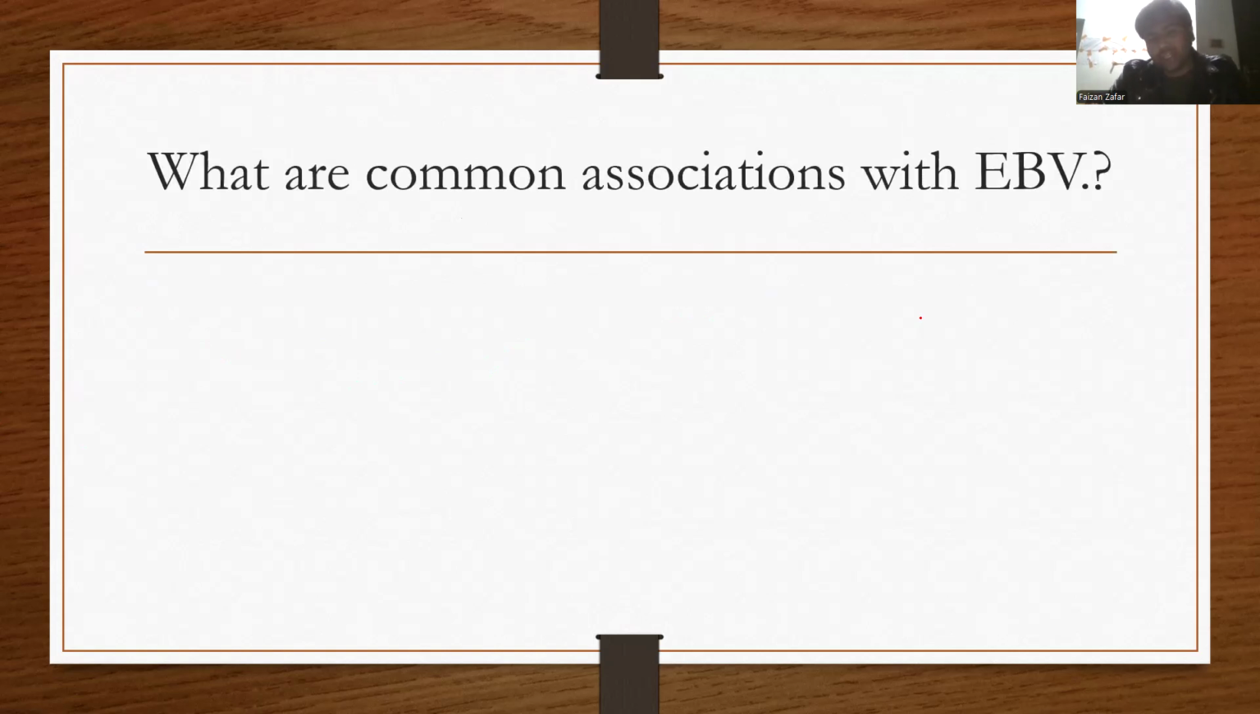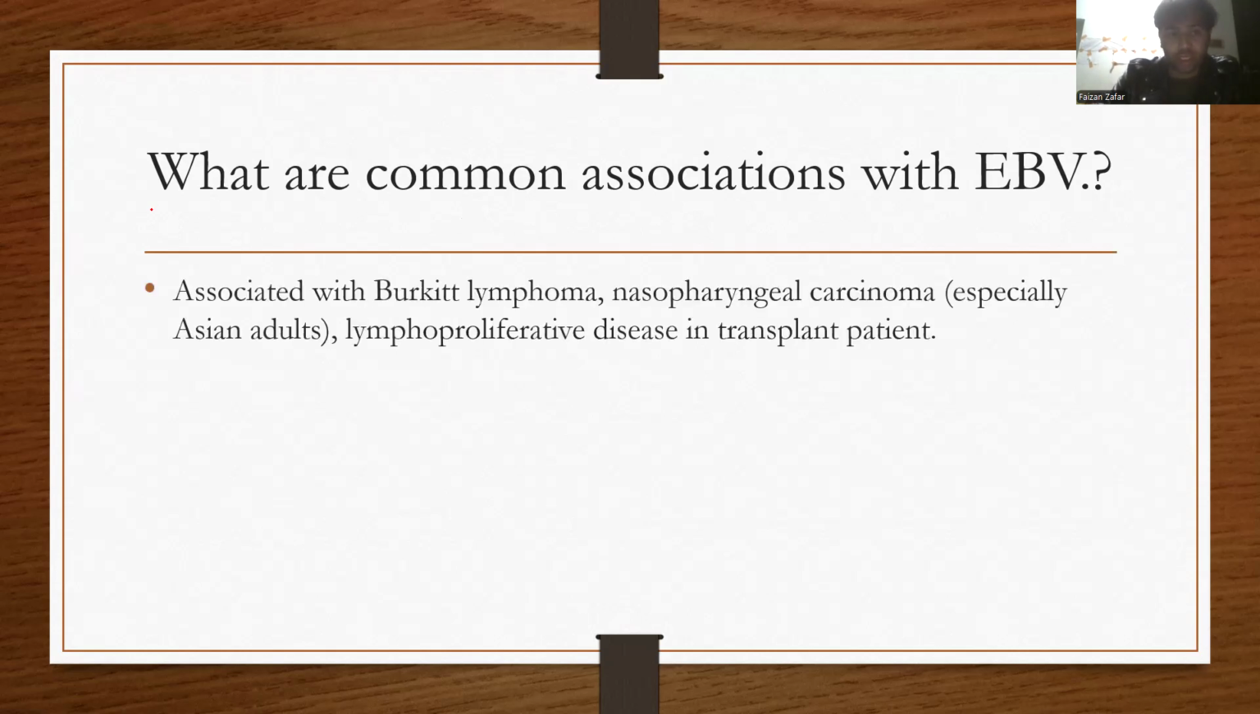What are the common associations with Epstein-Barr virus? That is super high yield for USMLE Step 1 and Step 2 CK. Burkitt lymphoma is very important. Nasopharyngeal carcinoma is the most important, particularly in the Asian population. And lymphoproliferative disease in transplant patients. These are the three high-yield associations of Epstein-Barr virus.